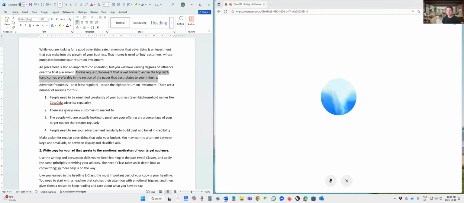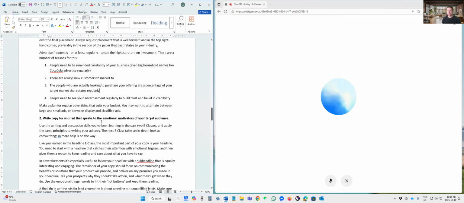There are a number of reasons for this. People need to be reminded constantly of your business. Even big household names like Coca-Cola advertise regularly. There are always new customers to market to. The people who are actually looking to purchase your offering are a percentage of your target market that rotates regularly. People need to see your advertisement regularly to build trust and belief in credibility. Make a plan for regular advertising that suits your budget. You may want to alternate between large and small ads or between display and classified ads.